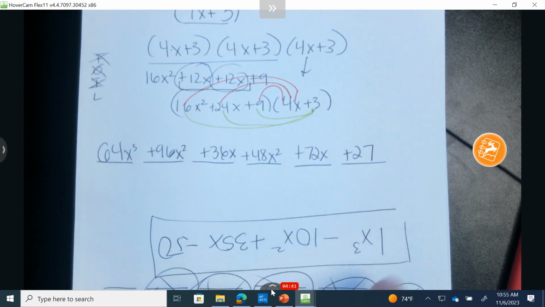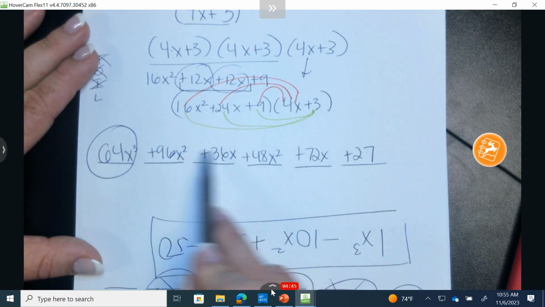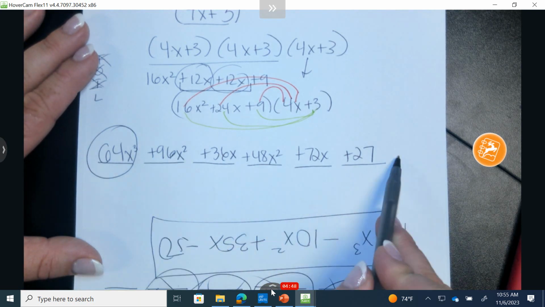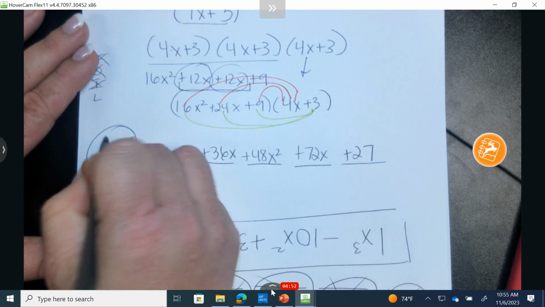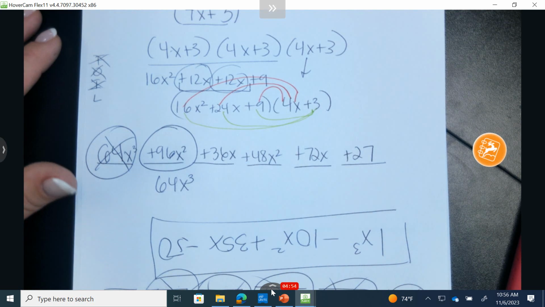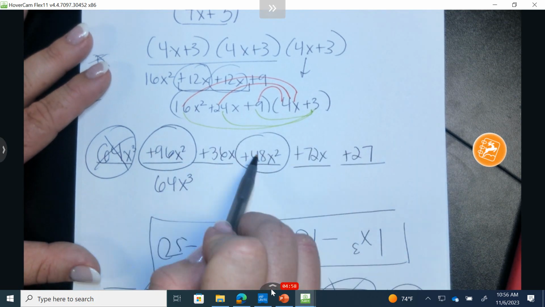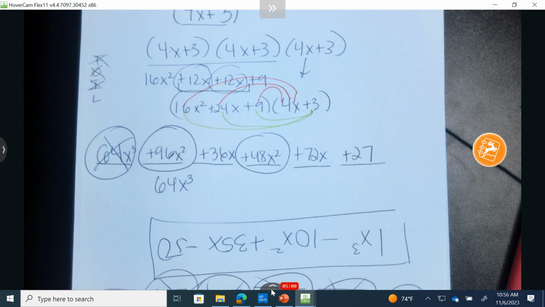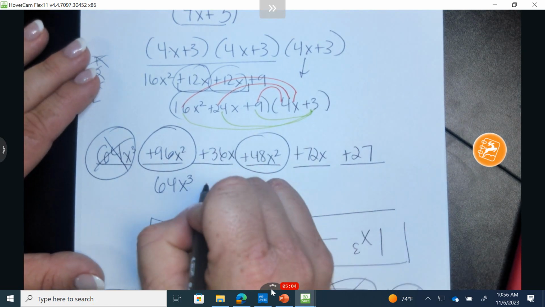And just like I did in the previous example, I start by circling the first. No other of the remaining 5 terms has an x cubed, so 64x cubed, done. Now, does anything else have an x squared? Right here. Okay, so 96 and 48. Add those up for me. What do we end up with? Add 4 more. Do we get 144?